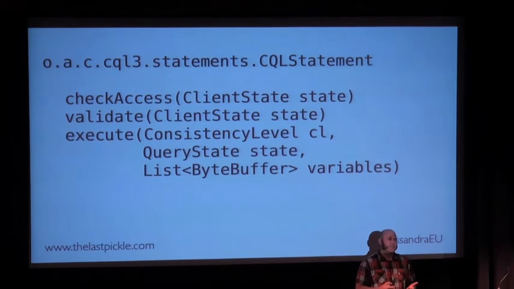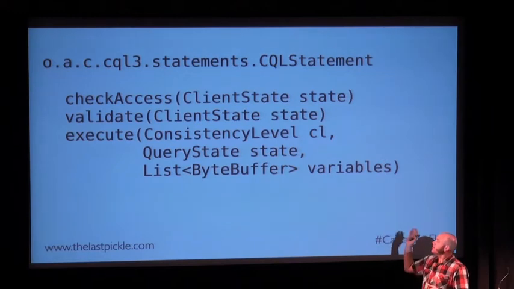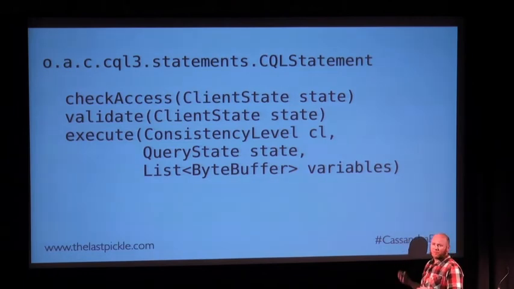The thing we're going to execute is called the CQLStatement. It's got access control and input validation on it, and if you look at the execute call, you can get a fair idea for how this is used. Consistency level, passed in, variables, passed in, some other state, passed in. This is a reusable object that we can get some value out of.